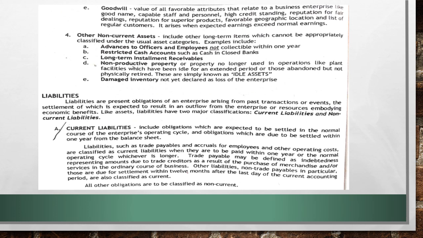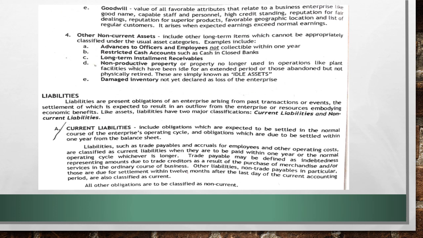Letter B, restricted cash accounts. Ibig sabihin, hindi natin yan mako-consume. Those are cash enclosed banks. Therefore, part na rin siya ng other NCA. Long-term installment receivable, since installment, that is for a longer period of time, so considered as other non-current asset.